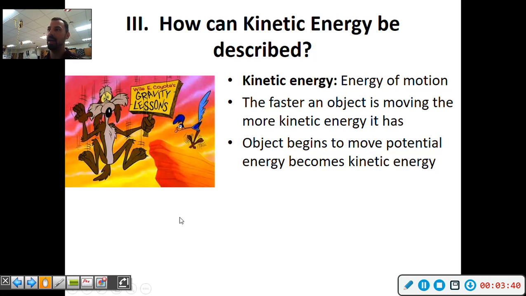Kinetic energy is energy of motion. The faster the object is moving, the more kinetic energy it has. So when an object begins to move, potential energy is going to transform into kinetic energy. Just remember, as one goes up, the other goes down, with kinetic and potential. Keep that in the back of your mind.